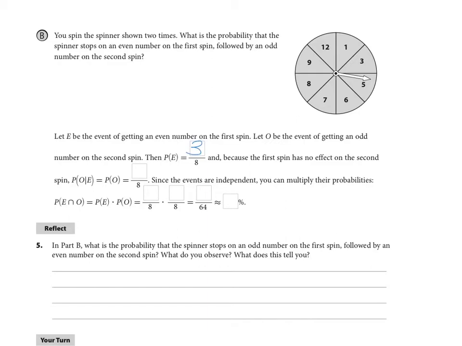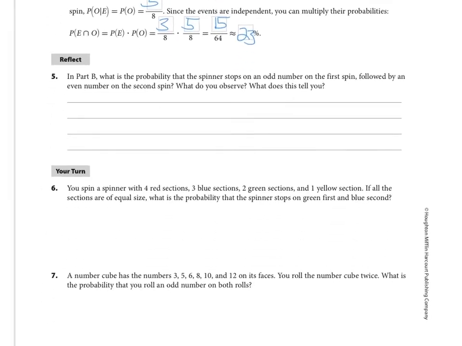And because that first spin has no effect on the second spin, remember, the conditional probability of odd, given that we already got an even, is the same as just getting an odd altogether. And of course, if there are 3 evens out of the 8, then there are 5 odds. So the events are independent, so we can just multiply the probabilities together. And so we get 3/8 times 5/8, which is the same as 15 out of 64, and convert that to a decimal and then a percent. We should get roughly 23%.